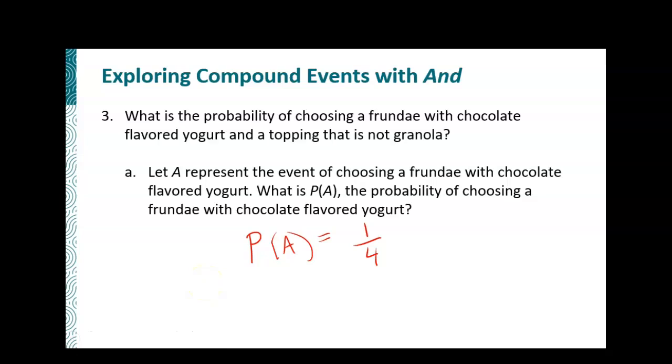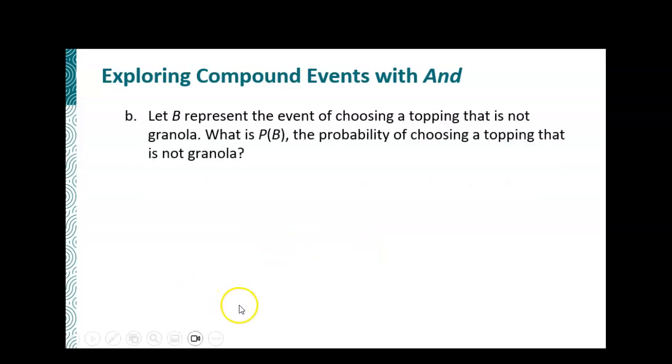Why is it 1 over 4? Because how many options is there for yogurt? 4. And choosing chocolate is how many? 1. Okay. Alright, event B. Listen, event B is choosing a topping that is not granola. What is that probability?